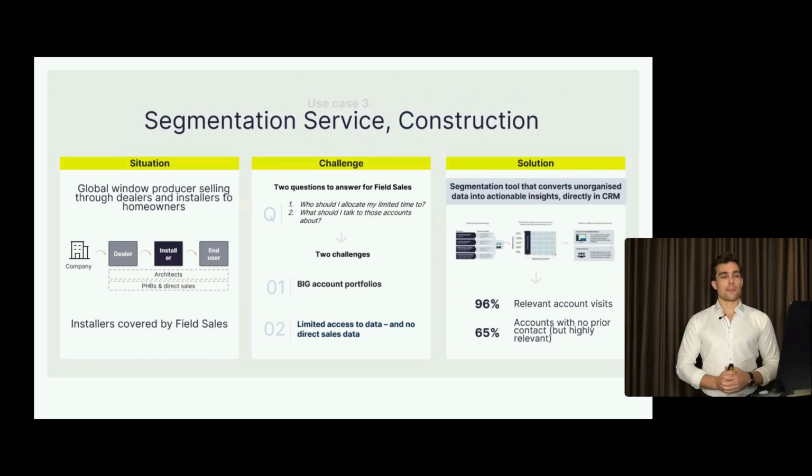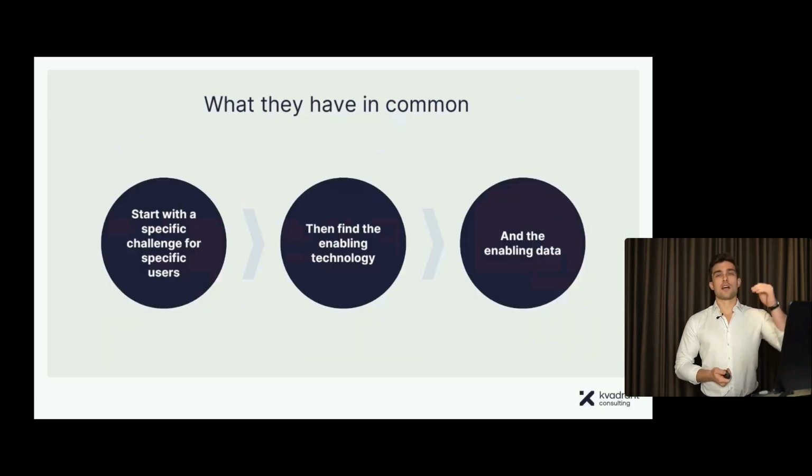Okay, so just circling back to what we talked about before, I think what these three cases have in common is that they start with a specific challenge for specific users. So for specific users and specific use cases, they then find the enabling technology and the enabling data that allows them to solve that very specific problem for a specific audience. And I just wanted to highlight this to illustrate again that when you do that, you typically end up with much better results for that specific audience that you're trying to solve something for.